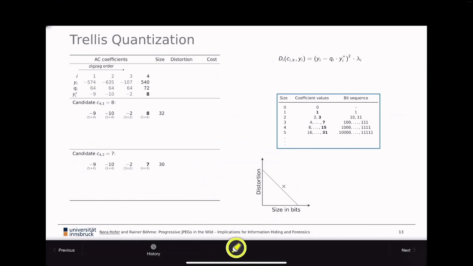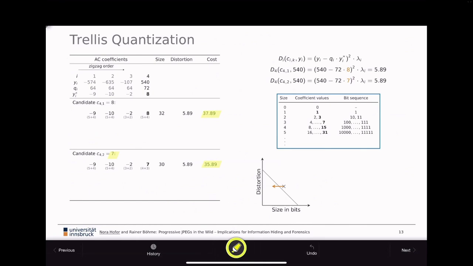Right, so next we look at the distortion. We take our distortion equation and evaluate it, and we can see that in this case, the distortion is exactly the same in both cases. The reason is that the quantization error is exactly half of the quantization factor. So that means the cost, if we look here, the cost in the end is actually lower for candidate 7, for the coefficient value 7.